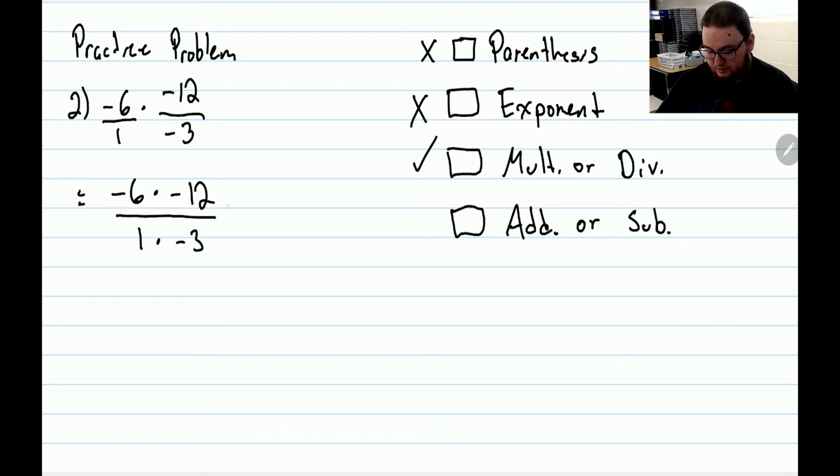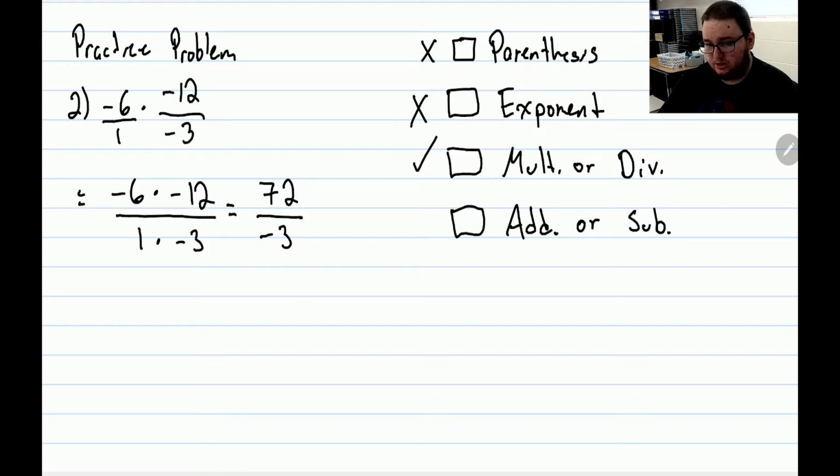Okay? So now let's look at the top first. -6 multiplied by -12. Since it's a negative multiplied by a negative, we're going to have a positive number. So our answer on top is going to be 72, because 6 times 12 is 72. And then on bottom we have 1 times -3. Since we have a positive multiplied by a negative, we're going to have a negative number. And 1 times 3 is 3. So now we have 72 divided by -3.